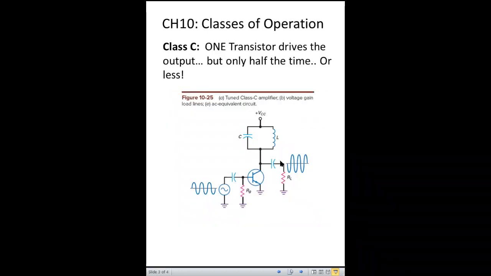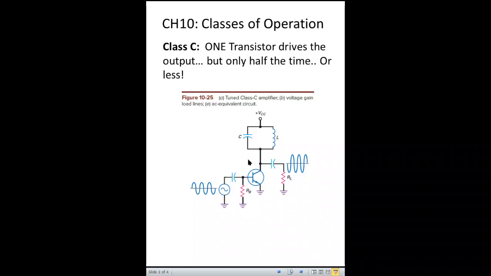Now a class C amplifier uses one transistor again that drives the output, but it only does it half the time or possibly even less. So the class C amplifier uses a resonant circuit, like an LC tuned circuit, which resonates at a specific frequency. When you input a signal, this only works on the high voltages. When you have these positive inputs, it turns the transistor on and it pulls this point down for a little bit. And that gets the LC circuit resonating.